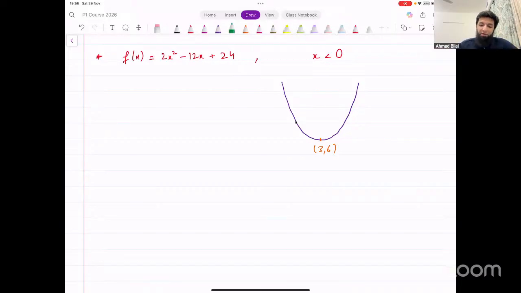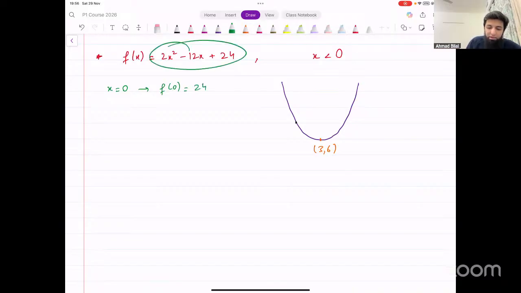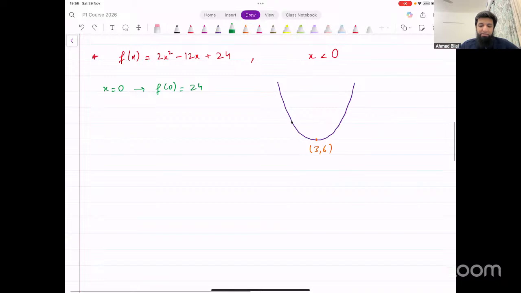So what's the point that we're given in the domain, 0, right? x equal to 0. Let's use that point. See what happens when x is equal to 0. See what the y value turns out to be at that point. When x is 0, the y value is 24, right? You input that here, you get 24 from this. 0 and 24. Where is this point going to be with respect to the turning point? It's going to be to the left of the turning point, right? So to the left of the turning point, that is this point here. I'll mark this point. This is 0 and 24.